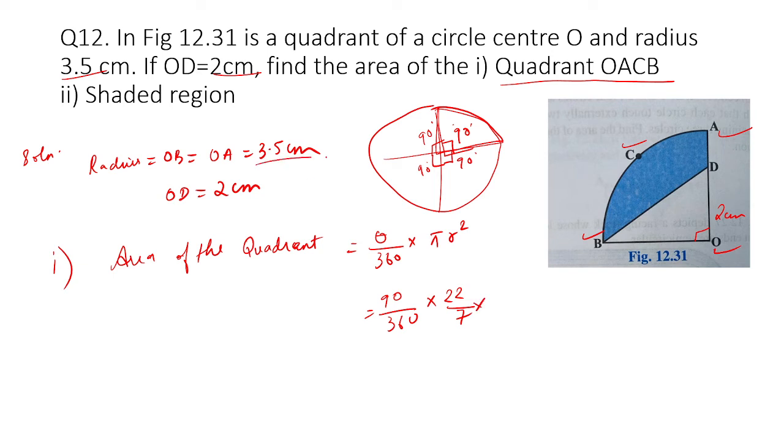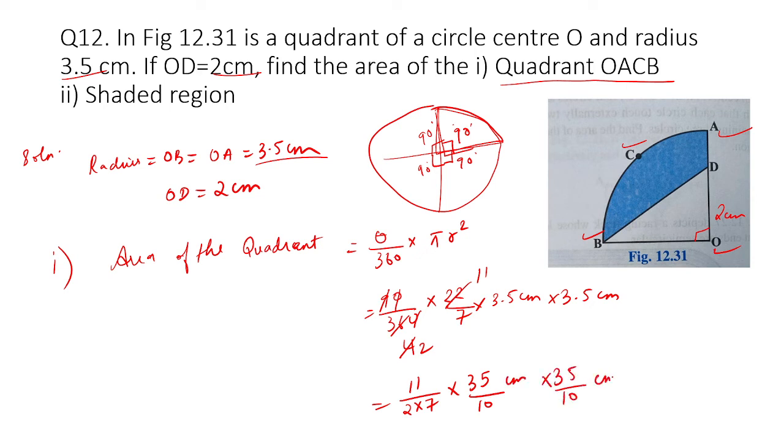The radius is given as 3.5 centimeter, right? 3.5 centimeter into 3.5 centimeter. So you cancel this. So 9, 4, 26, 2 and 11. Okay, now what you can do after this is 11 by 2 into 7. Instead of 3.5, can I write it as 35 by 10? It's still the same. It just makes the calculation easier, so I'm taking this way.